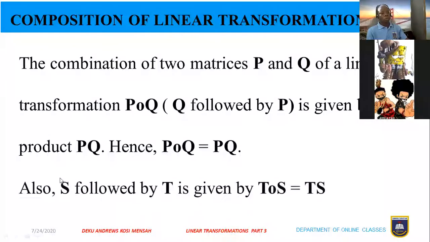So we have POQ equal to PQ. Also, S followed by T is given by TOS. This is equal to TS. That is the product of the matrix T and S. That is the meaning of the composition of a linear transformation.